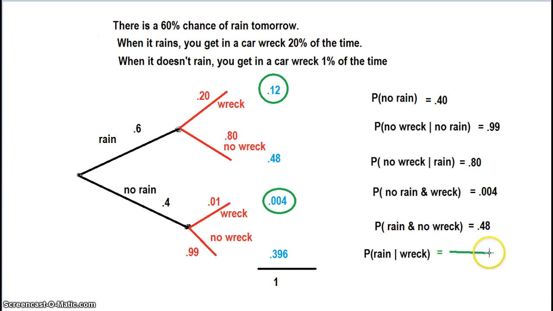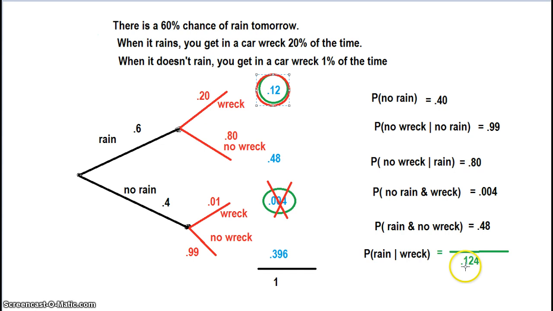So what percentage of the time do we get in a wreck? Well, we have that figured out from our tree graph. When you add those two together, you get the total percentage. So the 12% of the time plus the 0.004. So that's the total percentage of time we get in the wreck. Well, what part of those was it raining? What part of our total amount of wrecks had rain involved? Well, these didn't. There was no rain along this path, so we're not looking to include these on our top part. But these, there was rain involved in these wrecks.